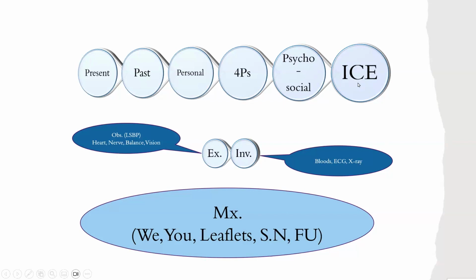Then ideas, concerns, and expectations. Do you have any idea what might be causing this fall? Do you have any concerns at all? Any expectations from our consultation today, Mr. X? Okay, then the examination. In the examination, you think about the observations, lying and standing blood pressure. Then the local examination, heart, nerves, balance, and vision. In investigations, you think about ECG and X-ray. Bloods, you can just include it as a basic investigation to the patient. All right?